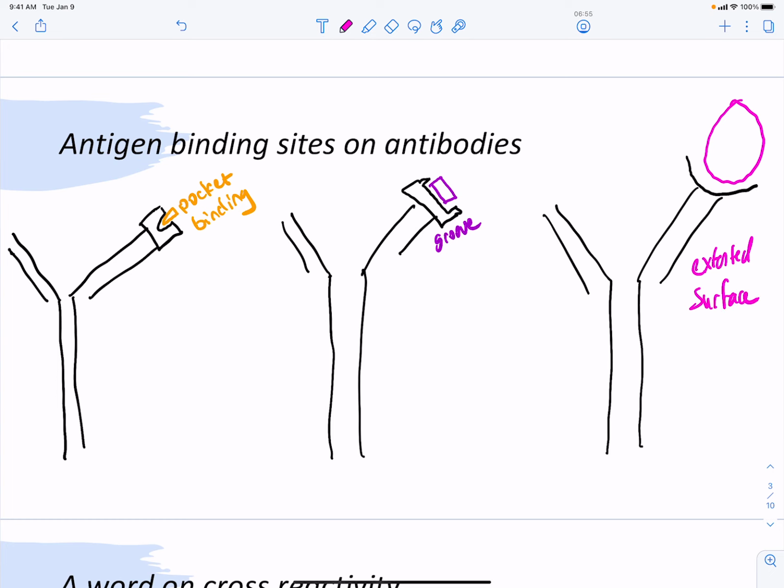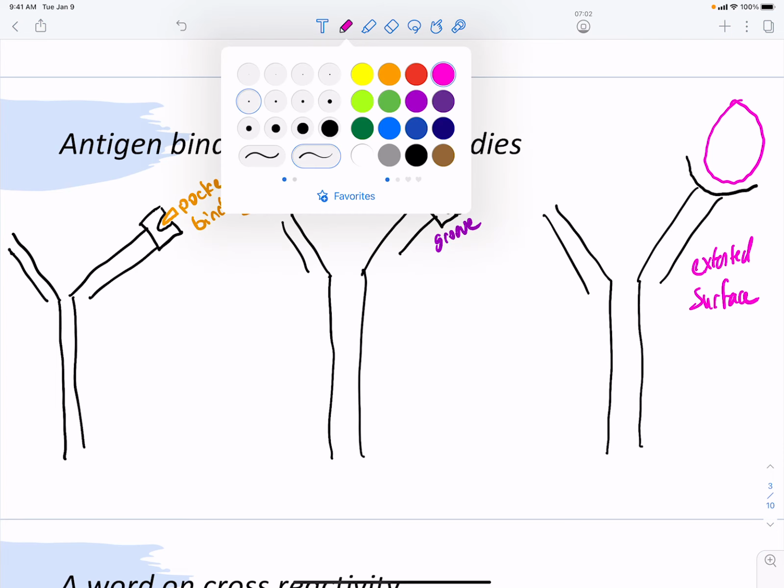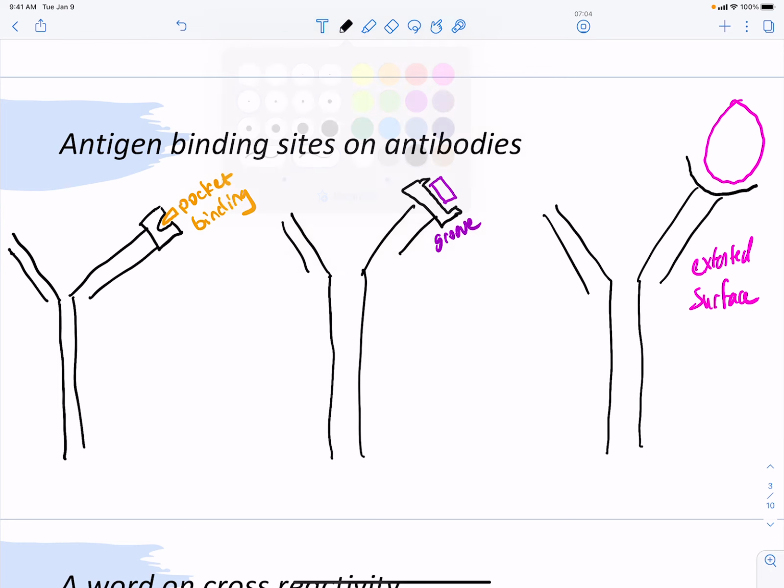But the basic story is that all antigens come in different shapes and sizes, and your antibodies have to be just as flexible and diverse in their development to bind to all these different shapes and sizes.